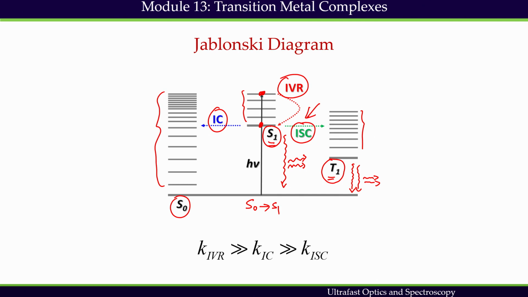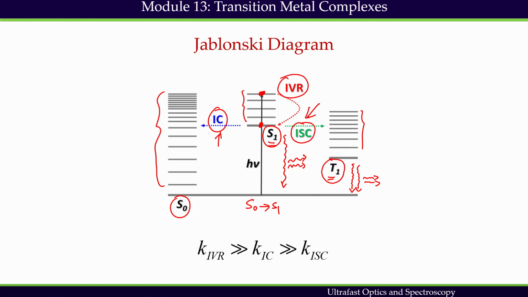Another one is internal conversion. Internal conversion is also a non-radiative process where the molecule can jump from an upper excited state to a lower excited state without radiation, but we do not change the spin state. So the primary difference between IC and ISC is that we are changing the spin state in the process of ISC, and we do not change the spin state in the process of IC.